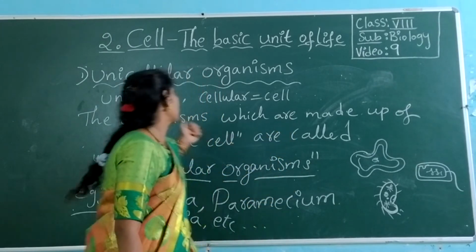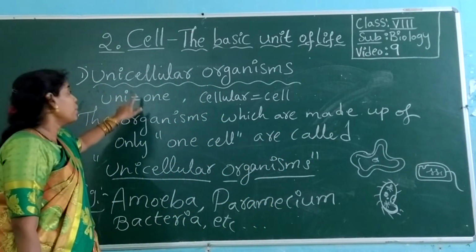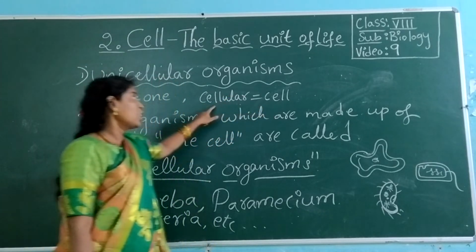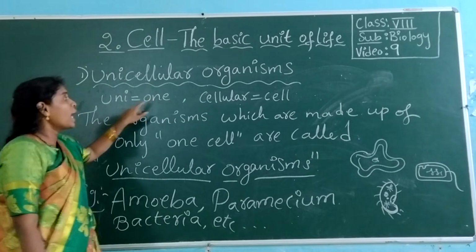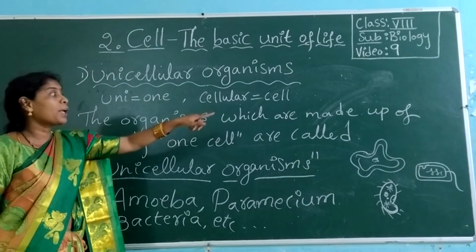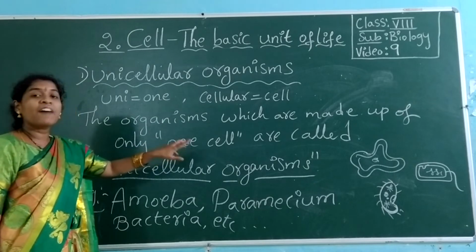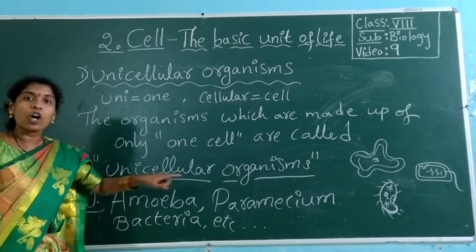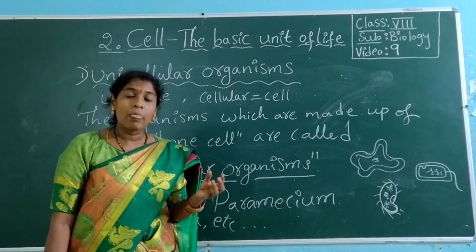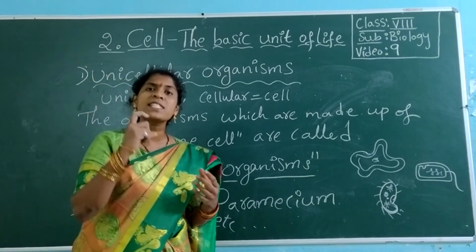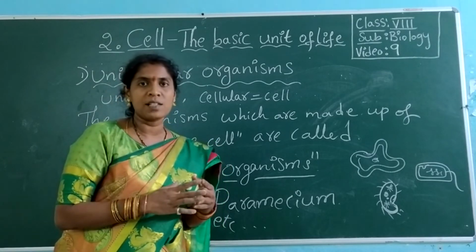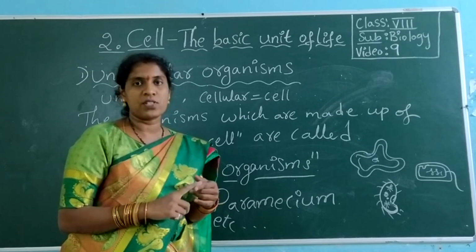Unicellular organisms. Uni means one. Cellular means cell. The organisms which are made up of only one cell are called unicellular organisms. What is the meaning of unicellular organisms? The organisms which are made up of a single cell. How many cells are present in those organisms? Only one cell is present.